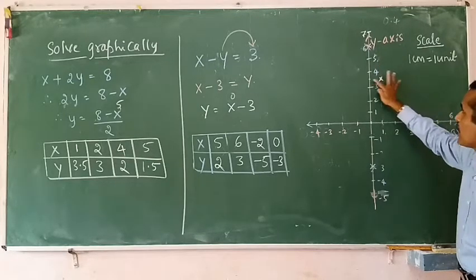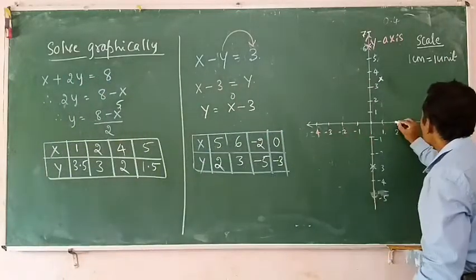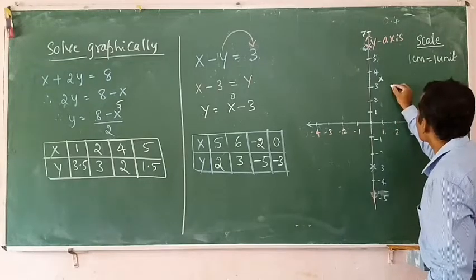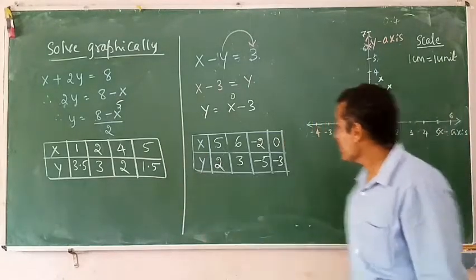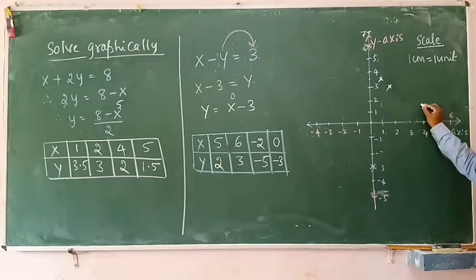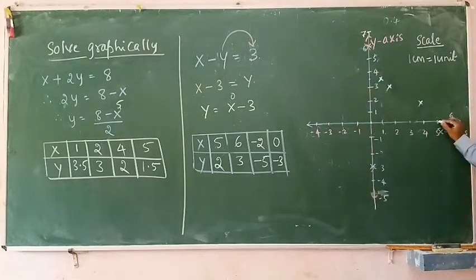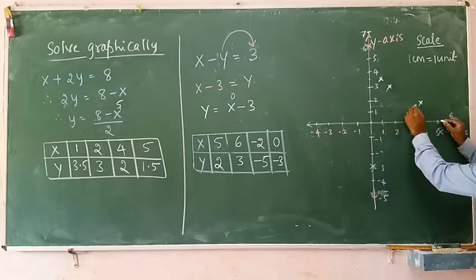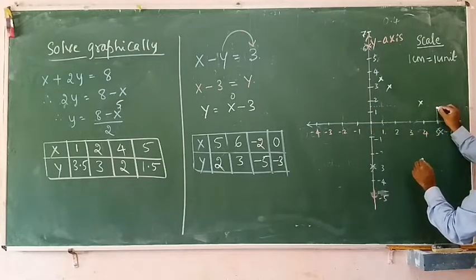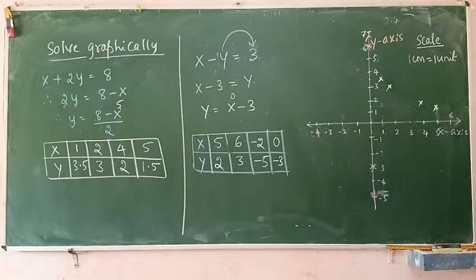This is 1, 3.5. Then 2, 3 is somewhere here. Okay. 4, 2 is somewhere here. Then 5, 1.5. 1.5 lies between 1 and 2, somewhere here. And this is the point. Okay. This is 5, 1.5.